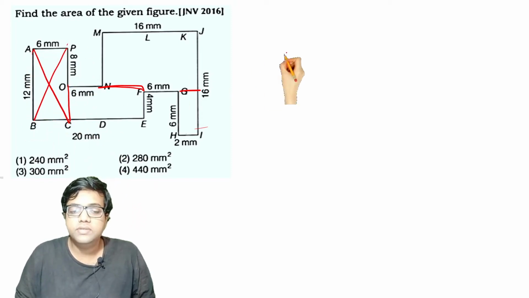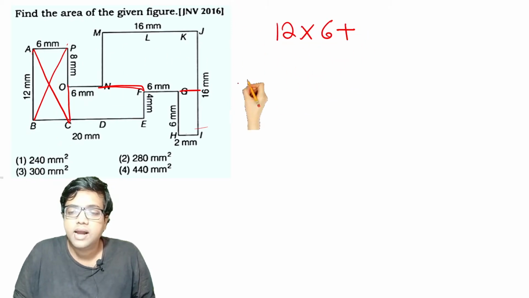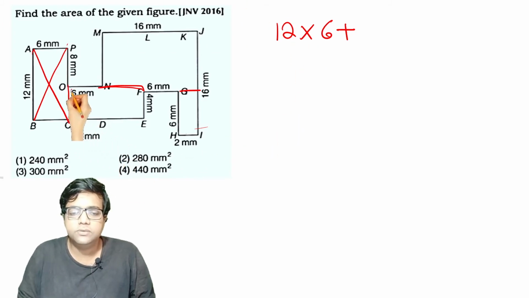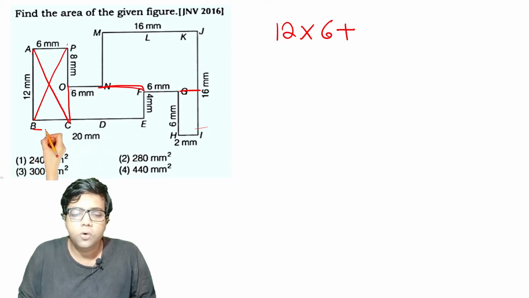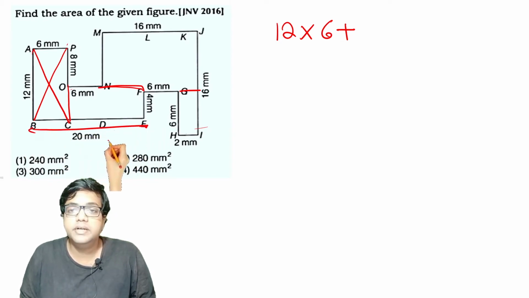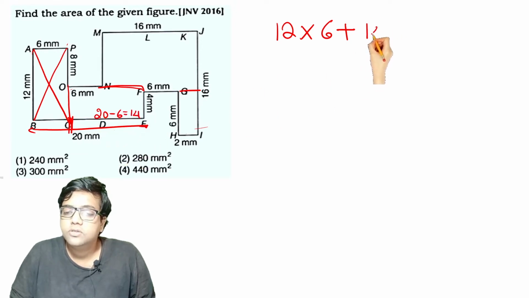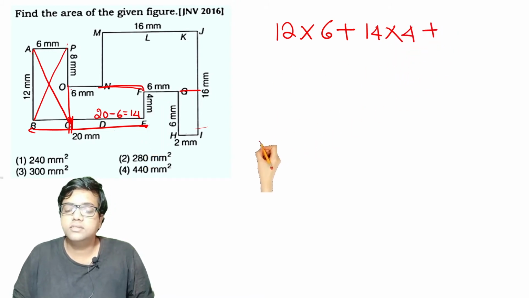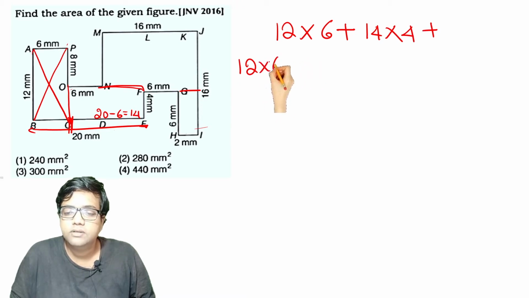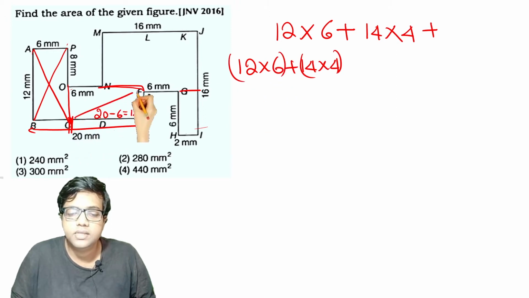Now see, there is one triangle here, one rectangle here. What is the area of this rectangle? Length is 12 mm, breadth is 6 mm. We need to find the whole area, so add it to the next rectangle. What is the length and the breadth of this rectangle? The whole total length was 20 millimeter, but up to here it is 6 millimeter. So this will be 20 minus 6, which is 14 millimeter, into the height here, 4 millimeter. So I will write it once more here: 12 into 6 plus 14 into 4. The second rectangle is over.